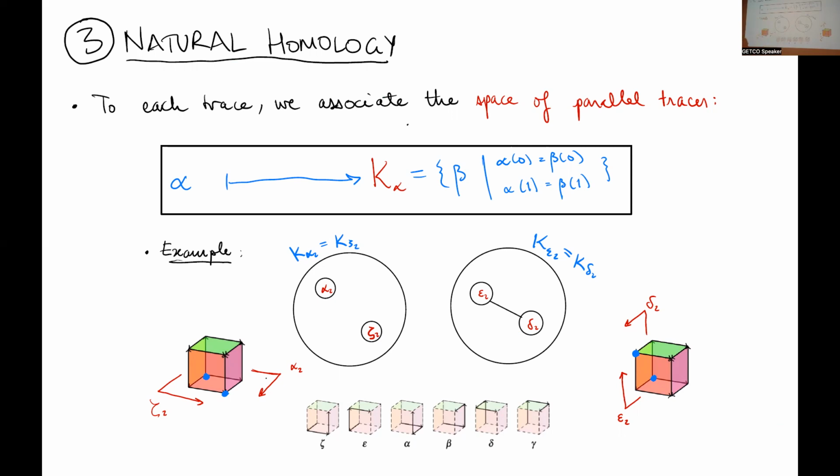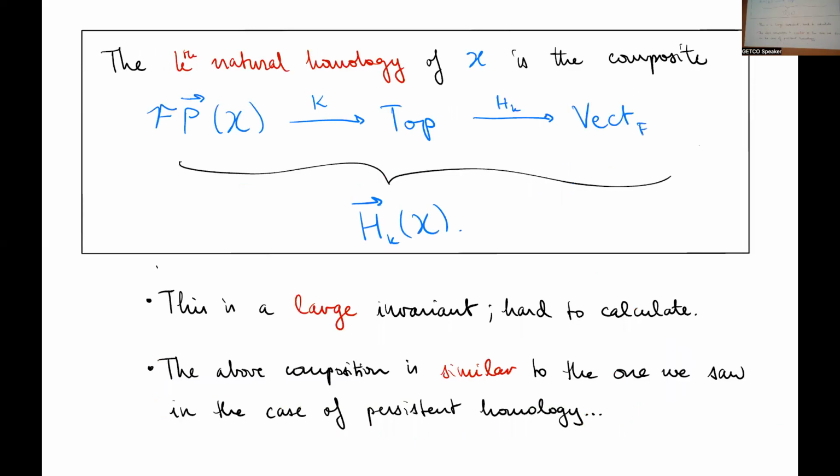So now that we have a way of associating spaces to traces, we can go from this factorization category of the trace category, obtain some simplicial complexes or topological spaces, and then apply the homology functor. This composition is called the kth natural homology. I think technically there should be a dimension shift somewhere, but it's not so important. The point is that, first of all, this is a very large invariant. This factorization category of the trace category is quite big in general. So it's a nice invariant, but it's hard to calculate.